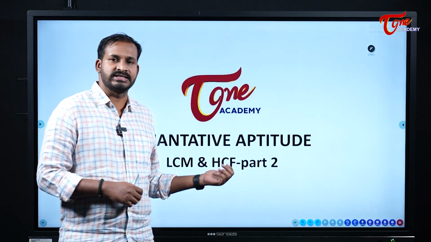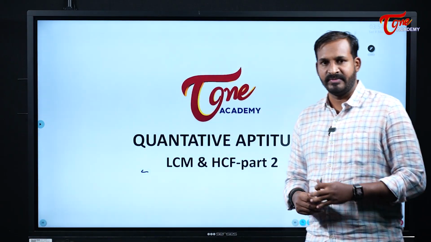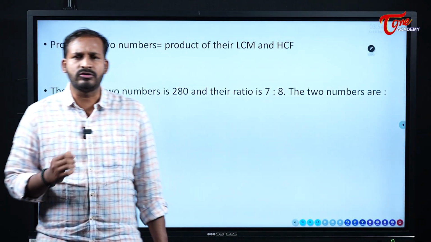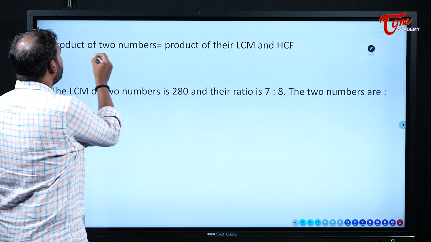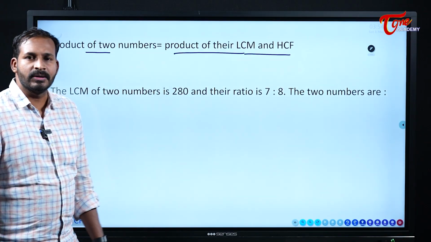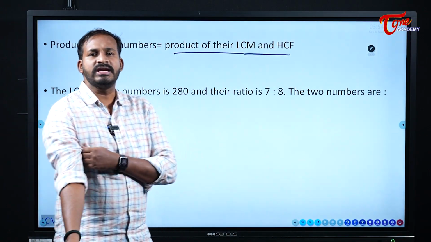In our last session, we discussed some of the basic model problems from the concept of LCM and HCF. Today in this session, we are going to see some of the advanced questions asked in recent examinations. In LCM and HCF, we have one of the most common formulas: the product of two numbers is equal to the product of their LCM and HCF.